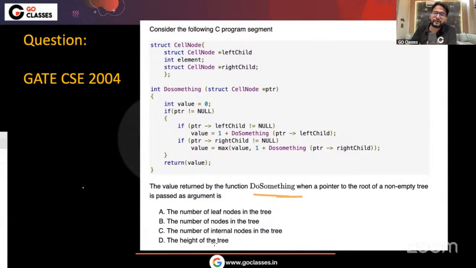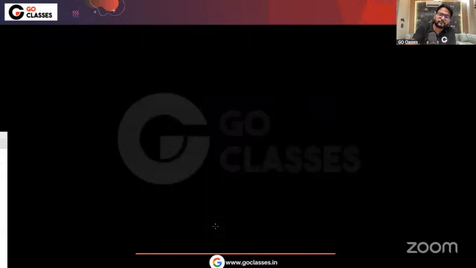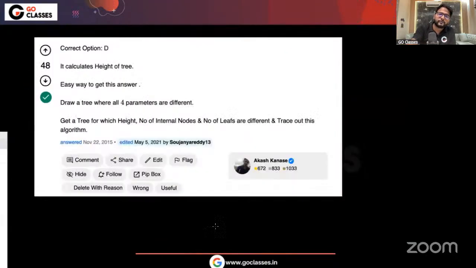So it must be the height, because the maximum operator is being used. That is why it must be the height, and it is very logical. If left child is not null, go to the left, and whatever height you get there, left height plus 1. So you take the maximum height, because the actual height will be the maximum height. This value is coming from above, so you are anyway taking the maximum height. Using the maximum operator, obviously you cannot find the number of something. So that's why D is the answer here. Okay, so D is the correct answer.